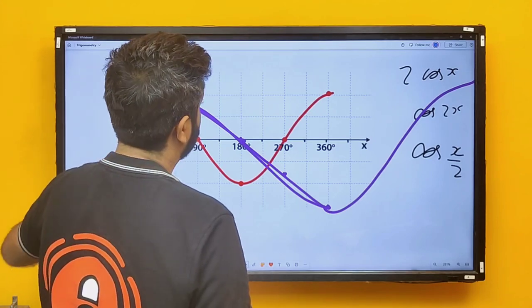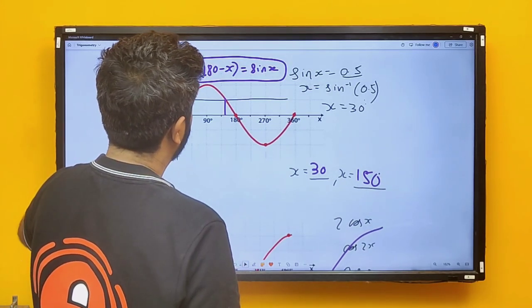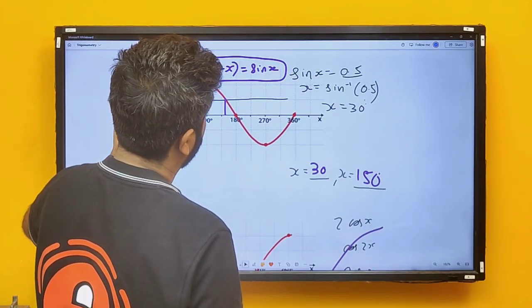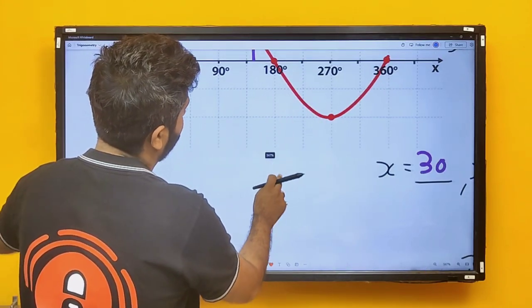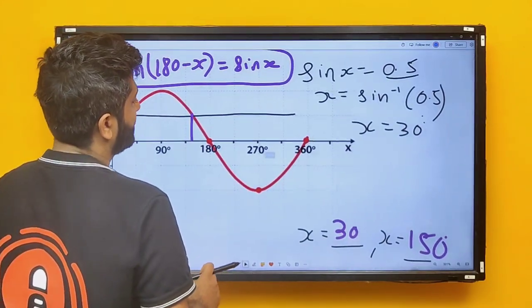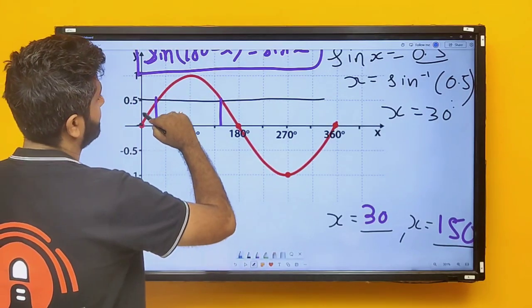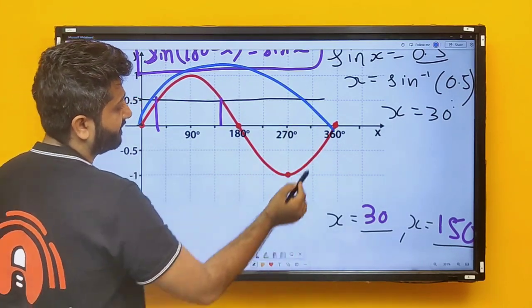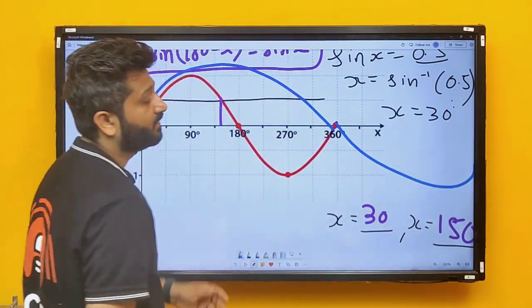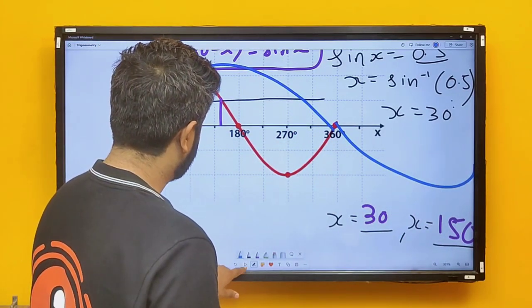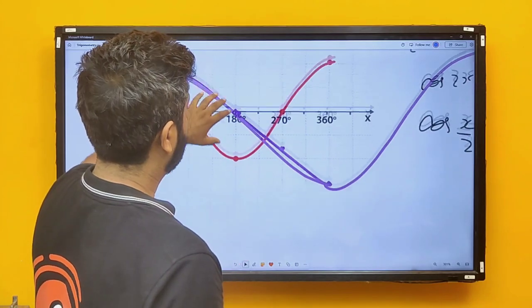Same for sine also. If they tell you to plot the graph of sine x by 2, right, then the graph will look something like this. This is my first half, and this will be my second half of sine x by 2, right?